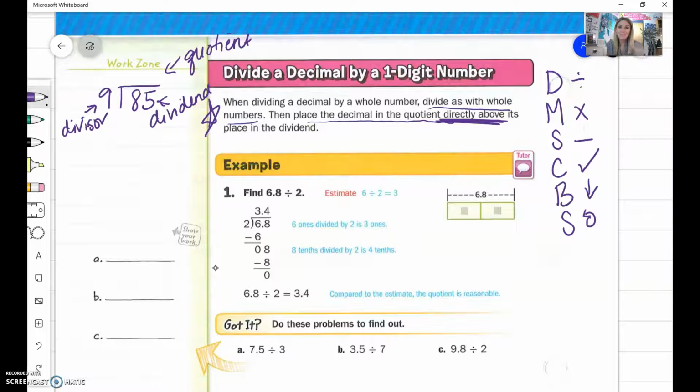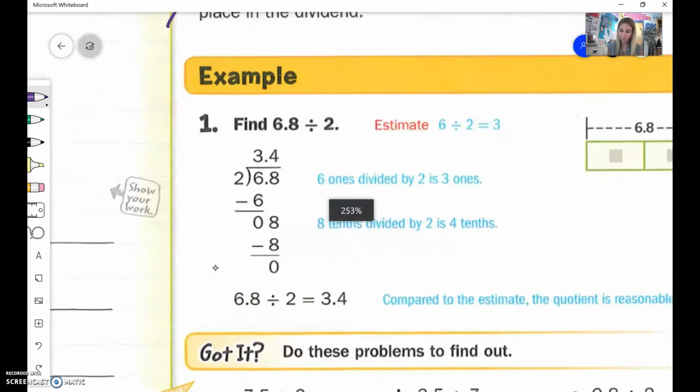All we're going to do is take that decimal point and put it directly above where it is in the dividend. We're moving it up into the quotient. That's it. And then we're just going to divide. We're going to pretend it's not even there. So what does that look like? It looks like this. Here's the first problem.